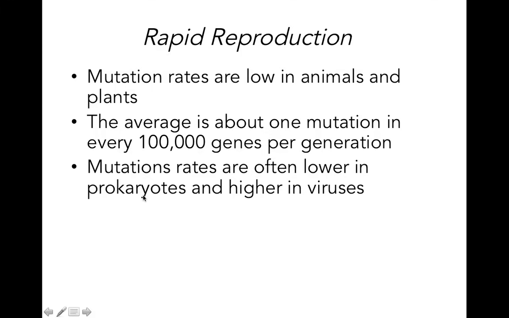However, in bacteria, archaea, and especially viruses that don't have the DNA polymerase proofreading that eukaryotic polymerases have, mutation rates tend to be much higher. They also have a much higher rate of reproduction.